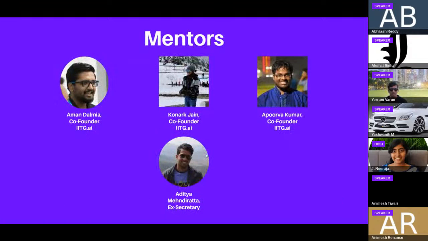As I mentioned earlier, as undergraduates it is difficult for us to do a lot on our own, especially when it comes to research. This is where we have a strong support system of mentors, including some of our co-founders. Then we have Aditya Bhaiya, who was the secretary last year, and many other mentors. We were not able to fit them all in this one slide, but the aim is to have a good network with them, and they collaborate with us on some projects. That's how it works.